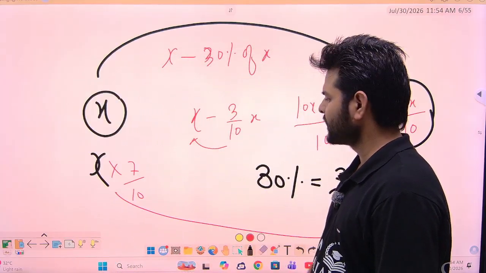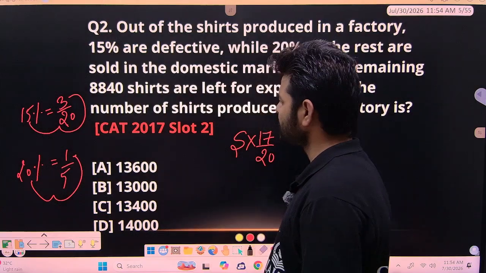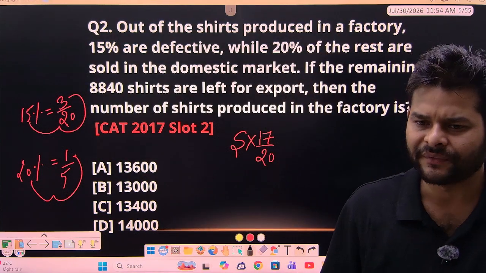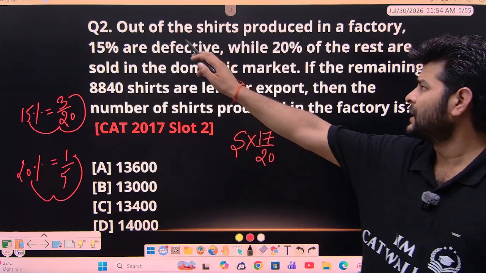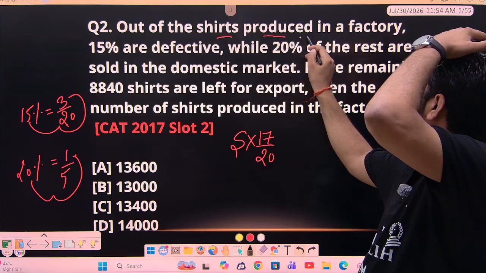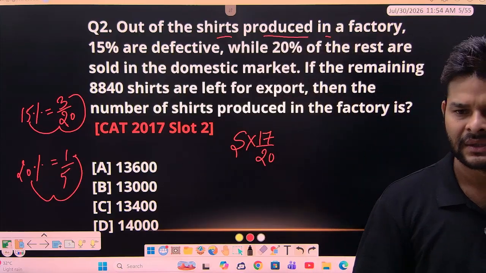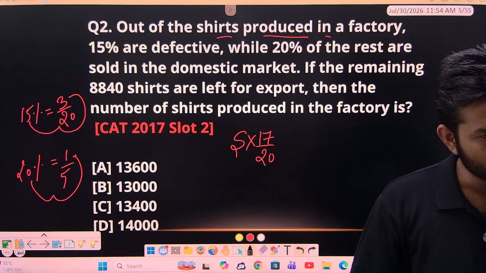What is our question saying? A very simple question. There is no such difficulty in the CAT examination, but you need to understand the basics. The question is saying, out of the shirts produced in a factory, I don't know how many shirts have been produced in the company, none knows.